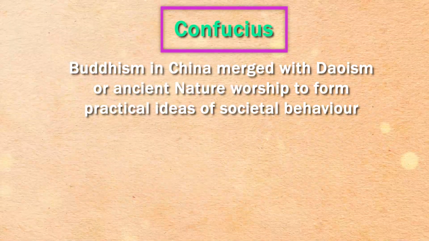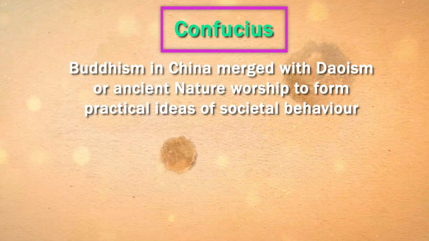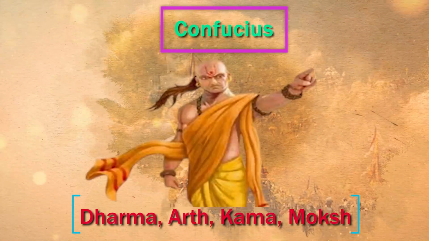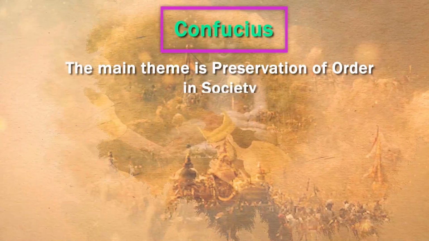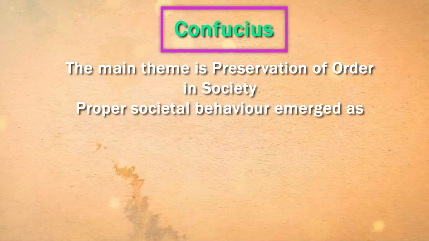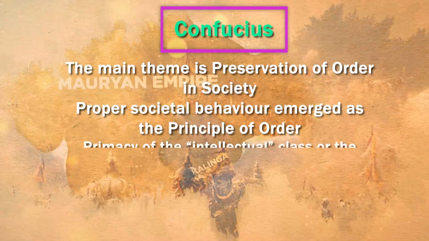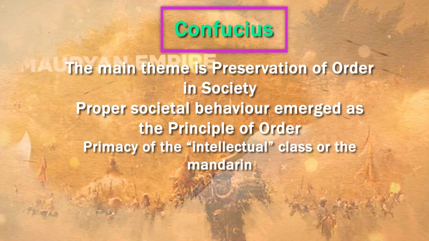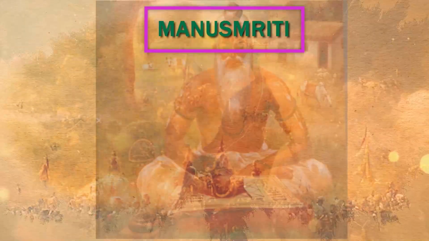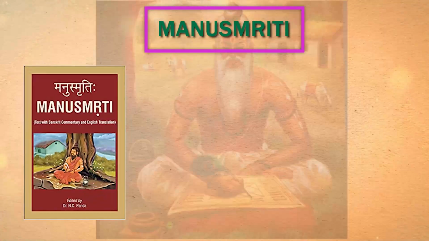In the Confucian system, the concept of harmony or dharma, artha, kama, moksha is not so much important as the importance of maintaining order in society. The society has to be administered in such a way that there is order in society. It follows a kind of Manusmriti, so to speak.